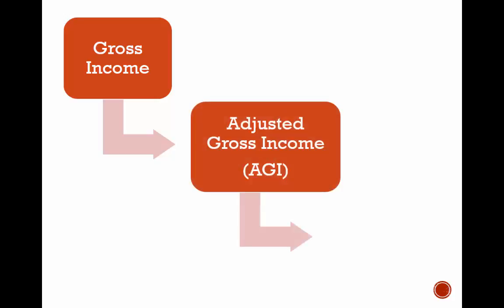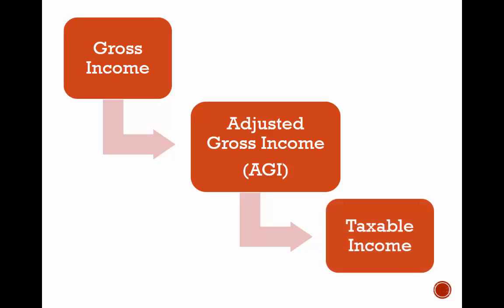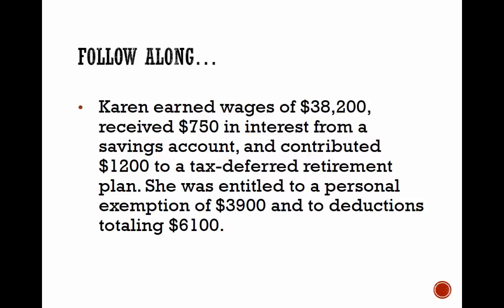We subtract any adjustments to give our adjusted gross income. From our adjusted gross income, we subtract any deductions and exemptions in order to arrive at our taxable income. Let's take a look at an example.